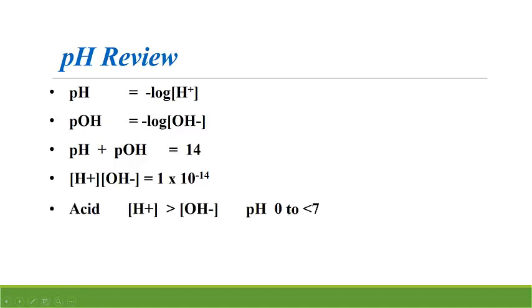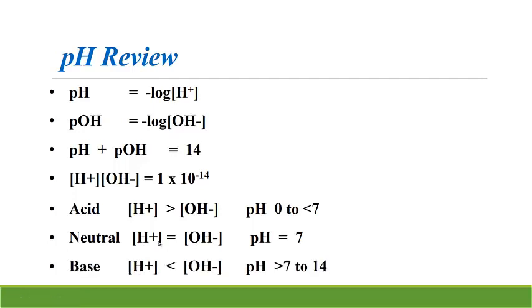And then remember, an acid has a pH of less than 7, so the hydroxide concentration is going to be less than the hydrogen ion concentration. Neutral, they're equal to each other, right? So they both have an equal concentration of 1.0 times 10 to the negative 7. And then for a base, we have a bigger hydroxide concentration than hydrogen ion concentration, and our pH is going to be greater than 7.